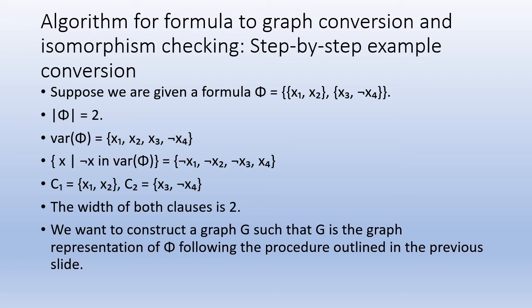Suppose we are given a formula phi with two clauses, x1 or x2 and x3 or not x4. The size of phi is 2. The set of variables in phi is the set containing x1, x2, x3, and not x4. The set of their negations would be not x1, not x2, not x3, and x4. Clause 1 is x1, x2. Clause 2 is x3, not x4. The width of both clauses is 2. We want to construct a graph G such that G is the graph representation of phi following the procedure outlined in the previous slide.